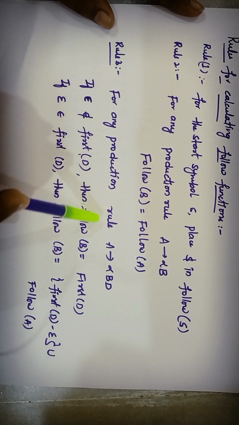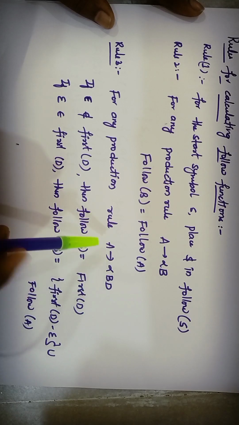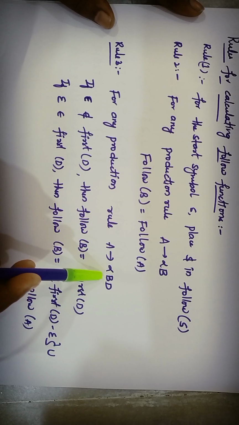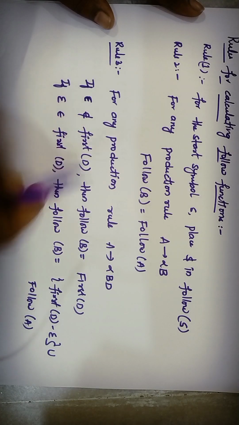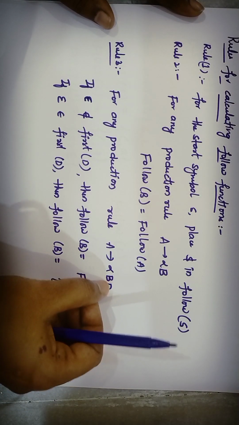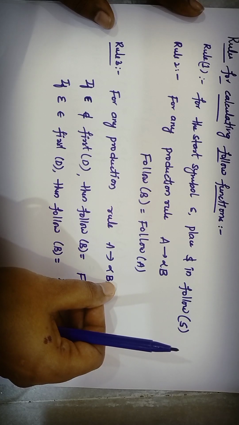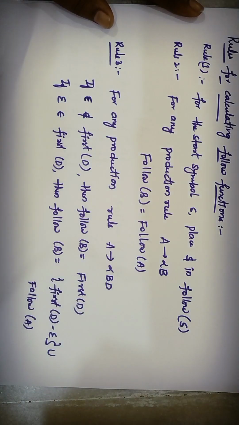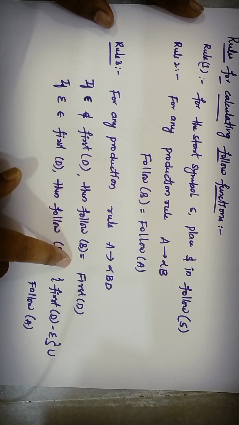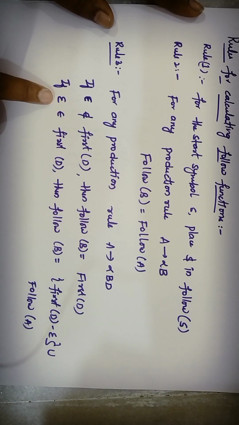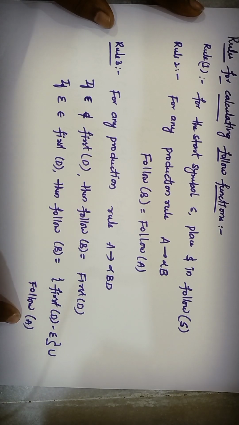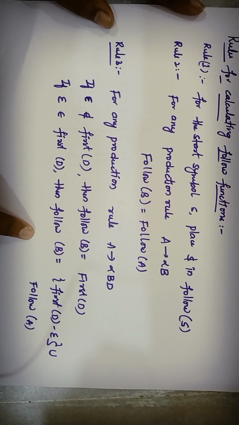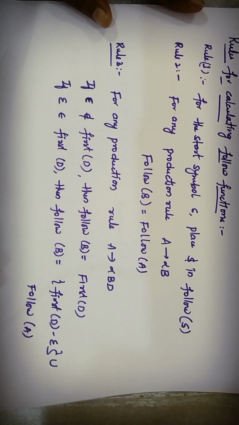Next, rule 3: for any production rule A tends to alpha B D, we are going to calculate the follow of B. If epsilon does not belong to first of D, then directly write follow of B equals first of D. But if epsilon exists, then we have to write first of D minus epsilon union follow of A. Based on these rules, we have to construct the follow of the given elements.